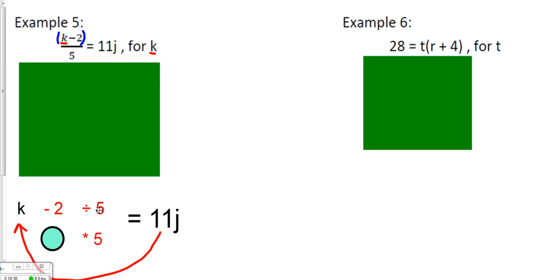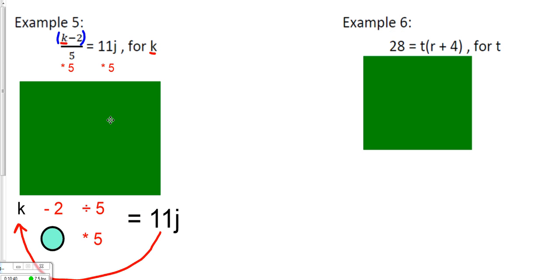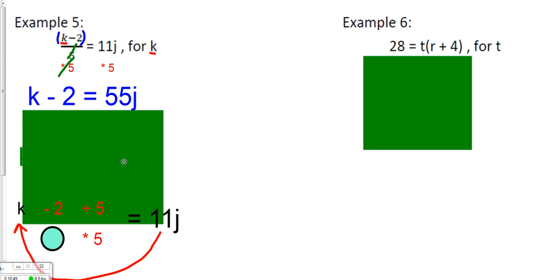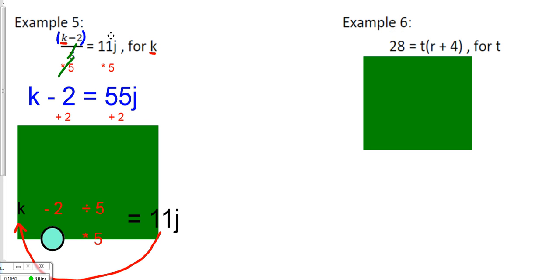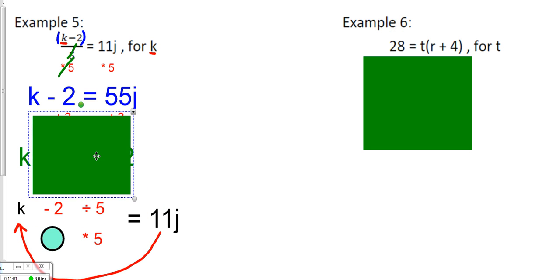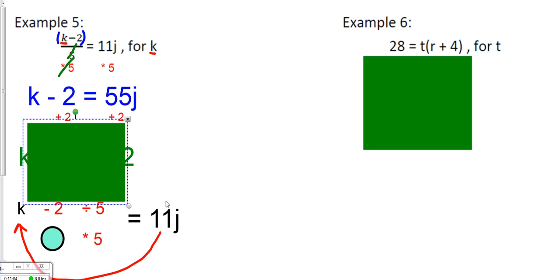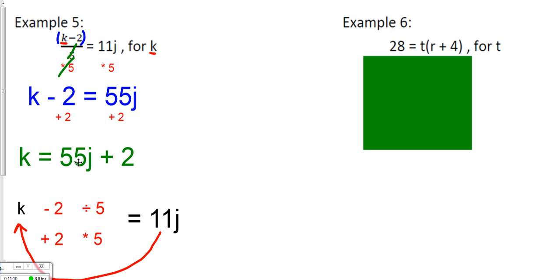Instead of divide by 5, we multiply by 5 on each side. Multiplying by 5 gets rid of this here, and then it leaves on the right side, instead of 11j, it's now 55j. So k minus 2 equals 55j. I think I should be able to shrink that just a little bit here. Again, as we work our way back over, instead of minus 2, we're adding 2 to both sides.